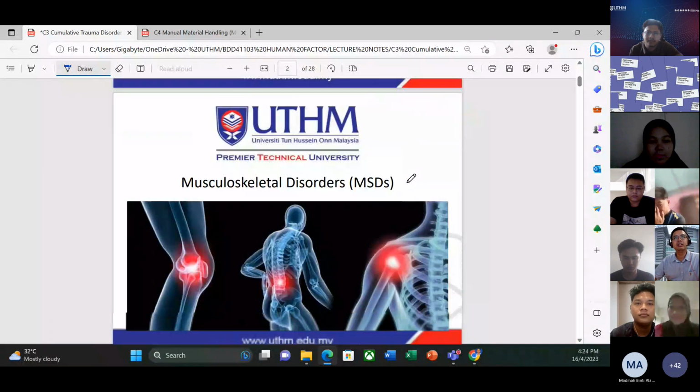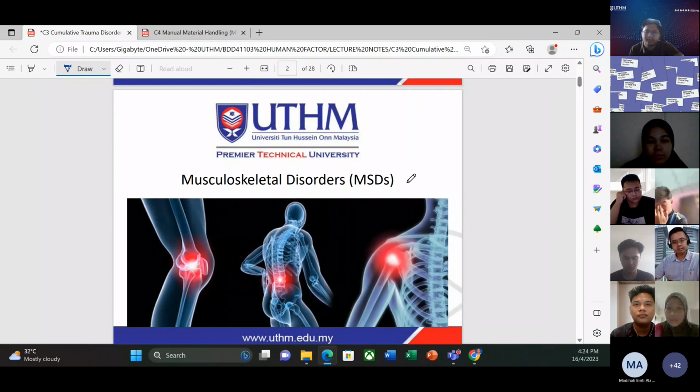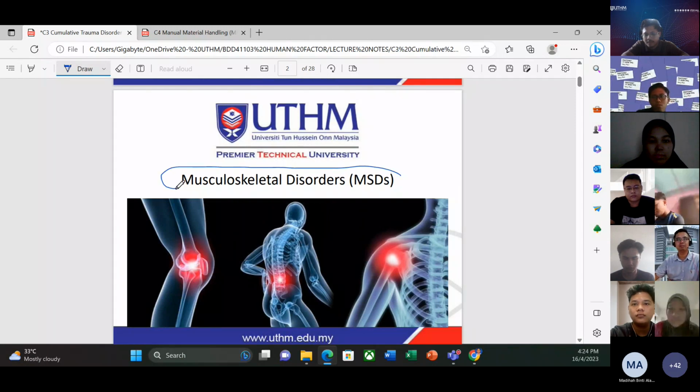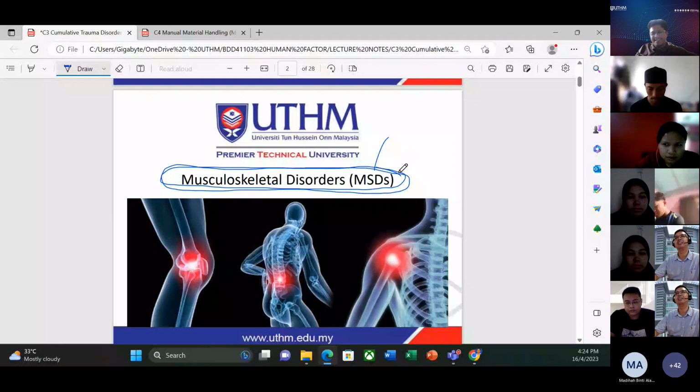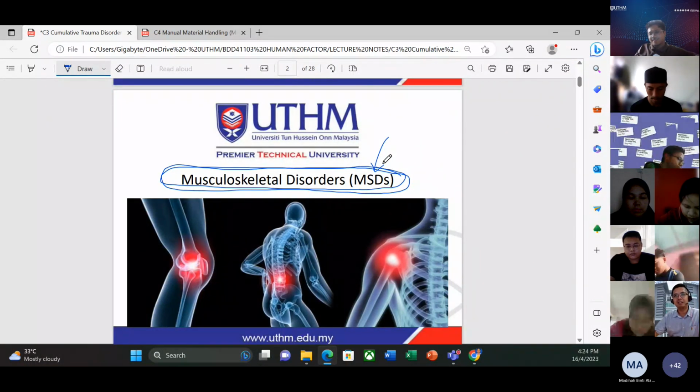Okay, so CTD. Some countries state it as cumulative trauma disorder. We call it a CTD. Some other countries such as the UK, US, and other European countries call it a musculoskeletal disorder. Can you spell it? Musculoskeletal disorder or MSD. Okay. In Malaysia, we say musculoskeletal disorder or MSD.